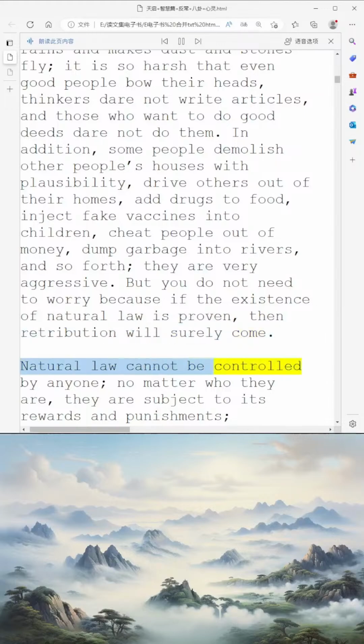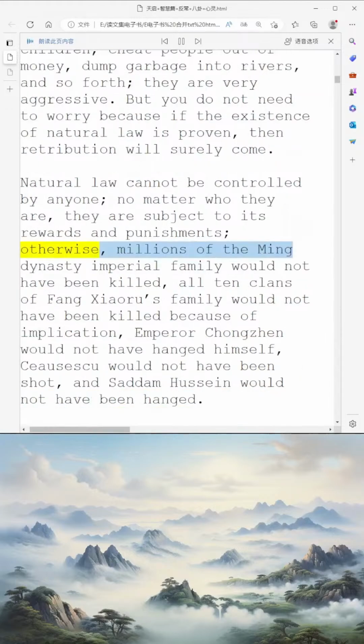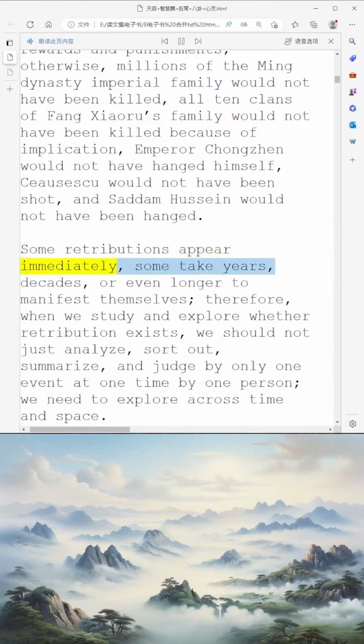Natural law cannot be controlled by anyone. No matter who they are, they are subject to its rewards and punishments. Otherwise, millions of the Ming Dynasty imperial family would not have been killed. All 10 clans of Feng Xiaoru's family would not have been killed because of implication. Emperor Chongzhen would not have hanged himself. Ceausescu would not have been shot, and Saddam Hussein would not have been hanged. Some retributions appear immediately, some take years, decades, or even longer to manifest themselves.